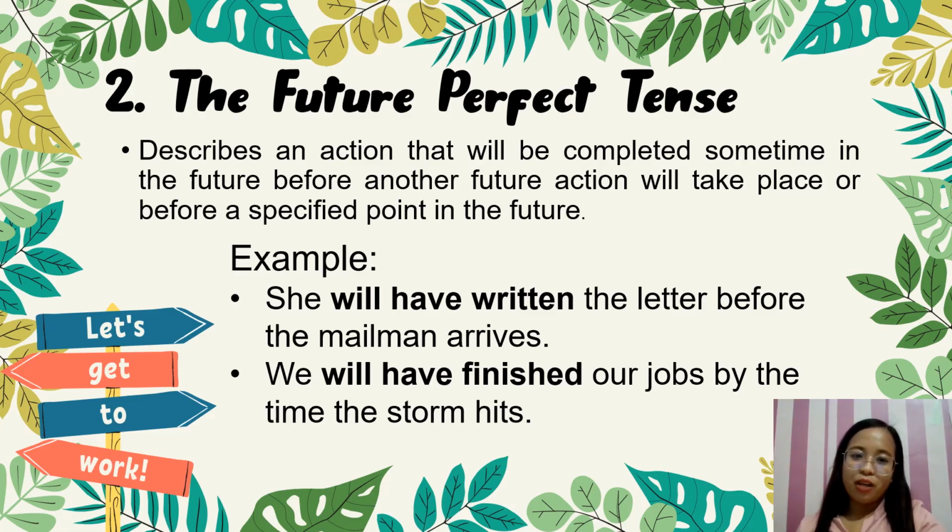Example, class. He will have written the letter before the mailman arrives. Okay, so, he is the subject and the verb is will have written. Okay, another example. We will have finished our jobs by the time the storm hits. Okay, subject, we, and the verb is will have finished. Okay, now, let's go to the next slide.